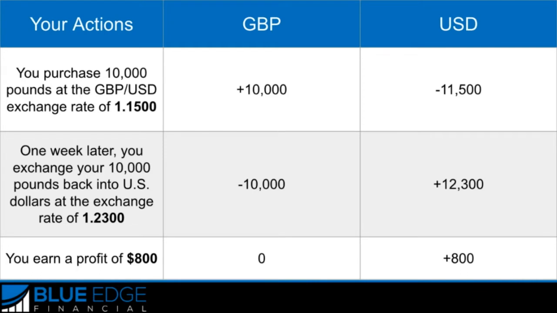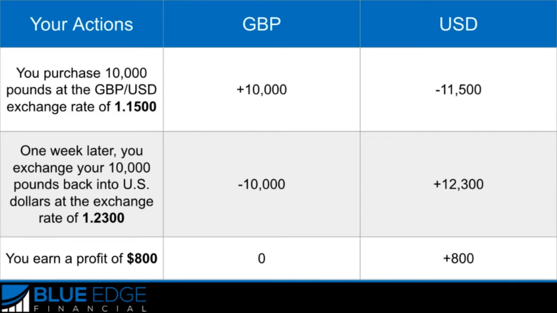Let's say you purchase 10,000 pounds at the GBP USD exchange rate of 1.1500. And what does that mean? That simply means that 1 pound is equal to 1.15 US dollars. 1 week later, you exchange your 10,000 pounds back into US dollars at the exchange rate of 1.23. With this, you earn a profit of $800.